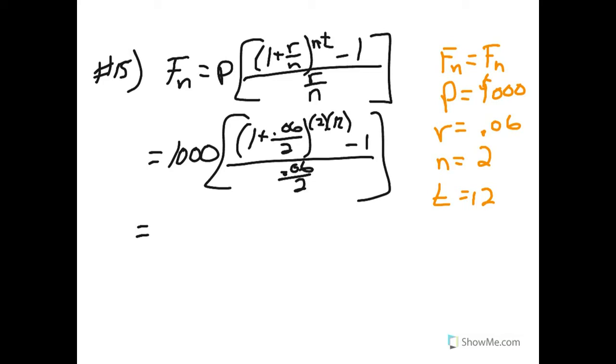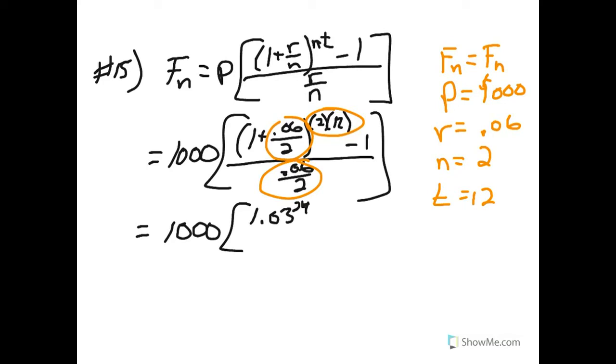Some things we can simplify. 2 times 12 is 24. 0.06 divided by 2 is 0.03. 1 plus 0.03. So we can make this 1,000 times 1.03 to the 24 minus 1 divided by 0.03. We can take this 0.03 and pull it to the front, so it's 1,000 divided by 0.03. That gives me a rounded number, so I'm not going to do that. I'm just going to leave this as it is.